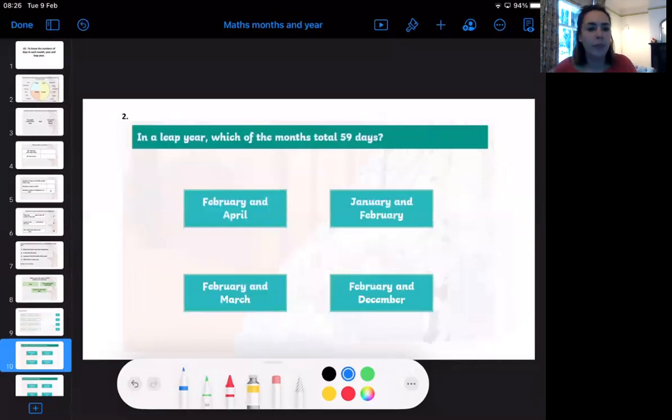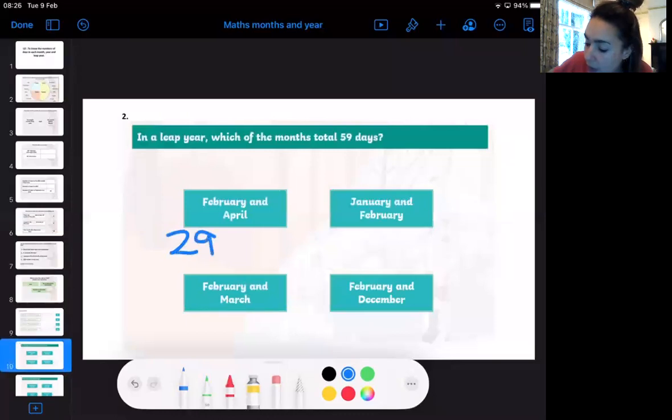Question number 2. In a leap year, which of the months total 59 days? So we're thinking about a leap year. So what you need to do is an addition number sentence for each of these. Let me show you the first one. So we're working in a leap year, we're working on February.